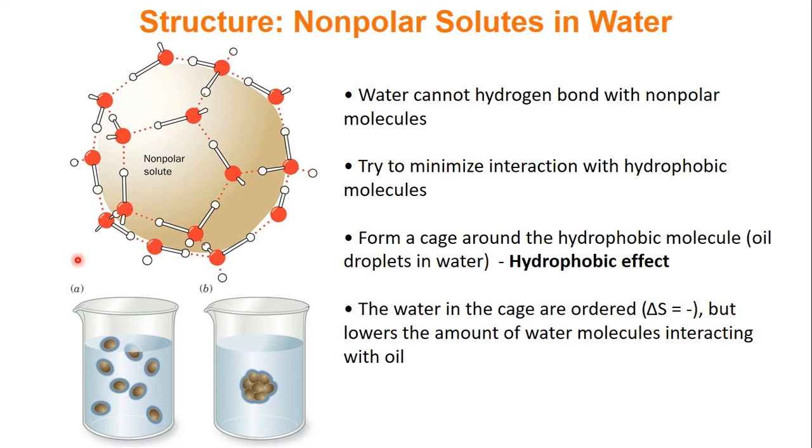Now, what happens if we put a nonpolar molecule into water? In the previous slide, we looked at polar. Well, with a nonpolar molecule in water, water cannot hydrogen bond to nonpolar molecules. Therefore, water does not want to interact with nonpolar molecules, so it's going to minimize the interaction with hydrophobic molecules. Basically, water forms a cage.